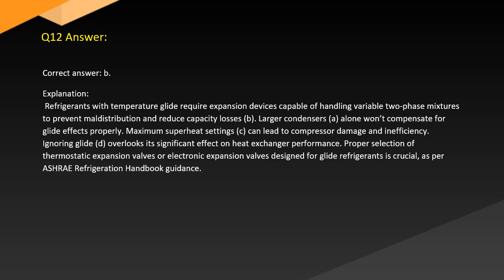Larger condensers (A) alone won't compensate for glide effects properly. Maximum superheat settings (C) can lead to compressor damage and inefficiency. Ignoring glide (D) overlooks its significant effect on heat exchanger performance. Selection of thermostatic expansion valves or electronic expansion valves designed for glide refrigerants is crucial as per ASHRAE Refrigeration Handbook guidance.